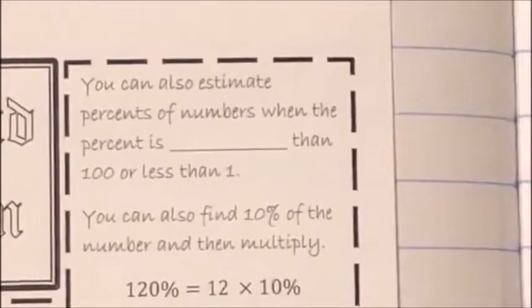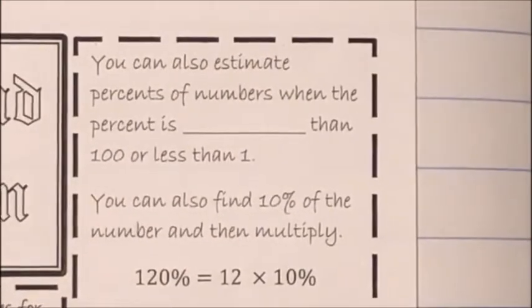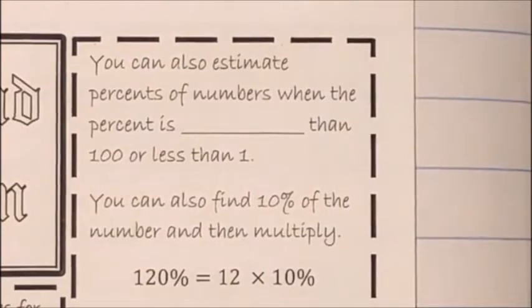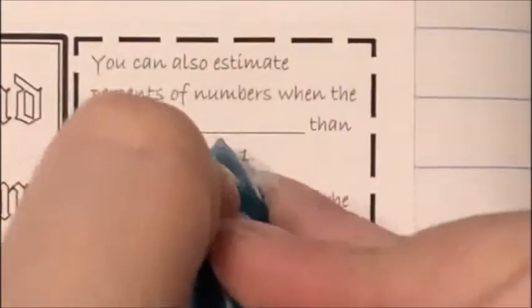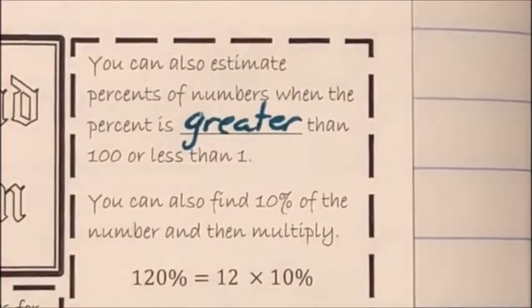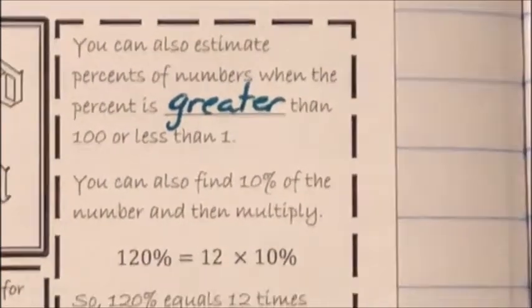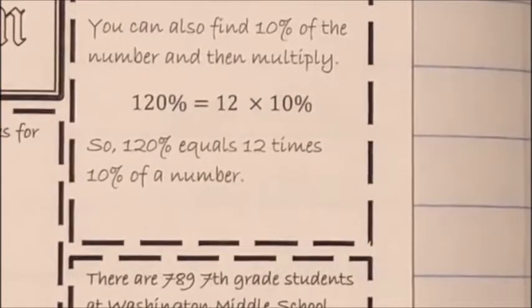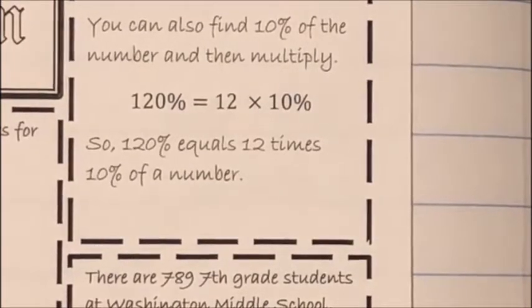On the other side, you can also estimate percents of a number when the percent is greater than 100 or less than 1. In that blank, you're going to write greater. You can also find 10% of the number and then multiply. So 120% equals 12 times 10%. So 120% equals 12 times 10% of a number.